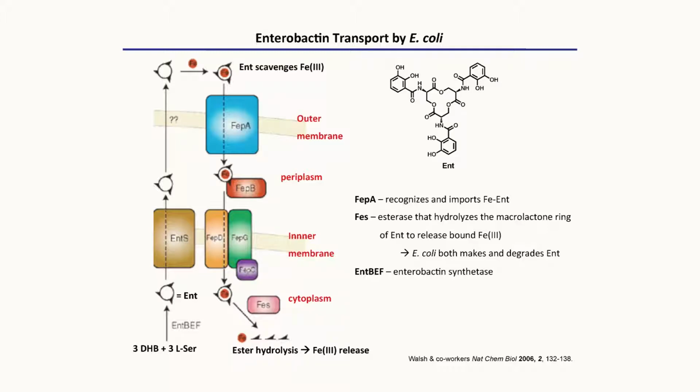So we have those 3 proteins that comprise the assembly line that use DHB and L-serine to produce the natural product. And then in addition to that biosynthetic machinery, the organism needs to also express and use a whole bunch of transport machinery. So what happens is that this natural product is exported into the extracellular space. So this is a gram-negative organism, so it has an inner membrane and an outer membrane. And it's in the extracellular space that enterobactin will scavenge iron 3. So there's formation of the coordination complex shown in cartoon here.